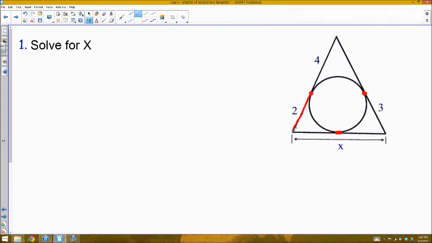So this segment of length 2 will be equal to this tangent, which shares a common point with it. So it will also be 2. And similarly, this tangent of length 3, which shares a common point with this tangent, will have the same length. So it will be 3, which means that x will be equal to the sum of those two segments, 2 plus 3, or 5.